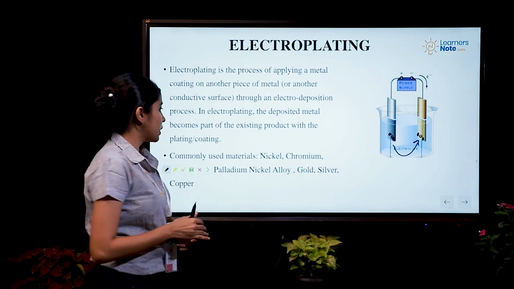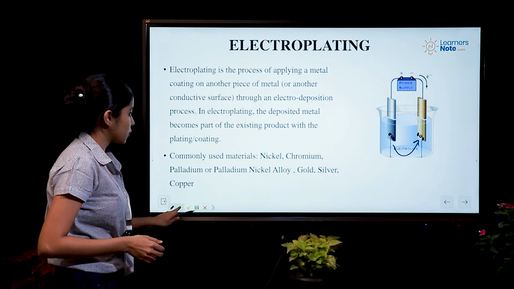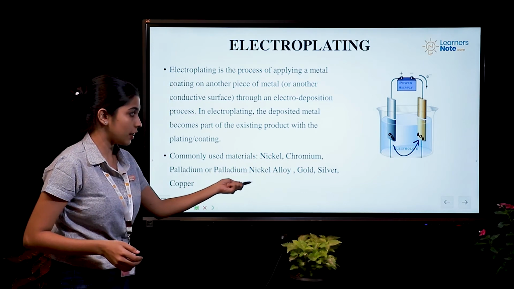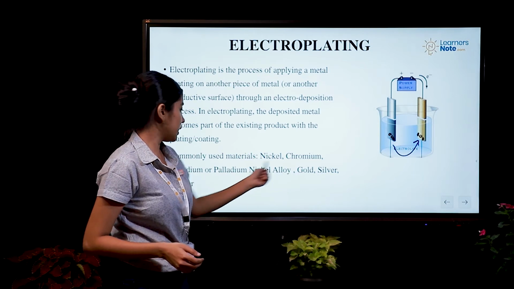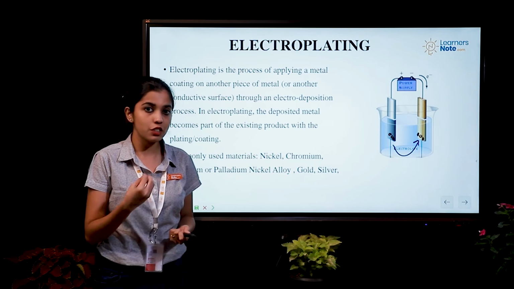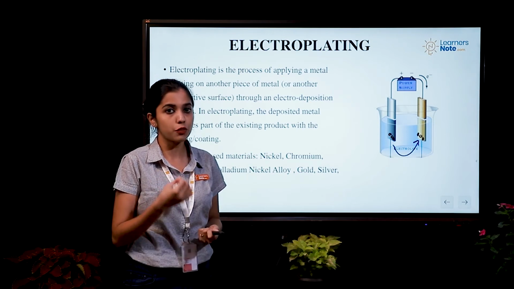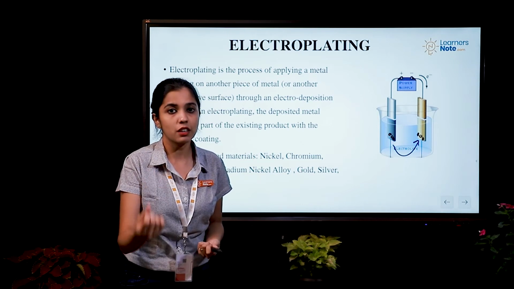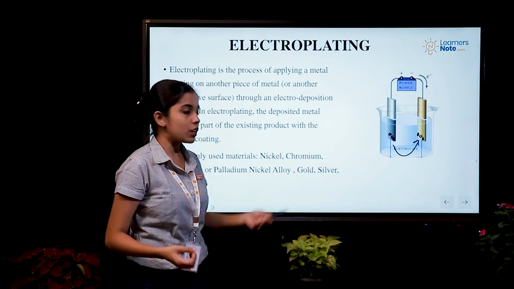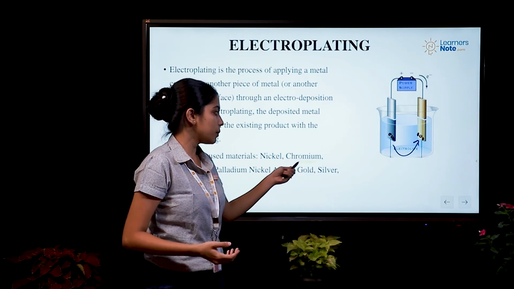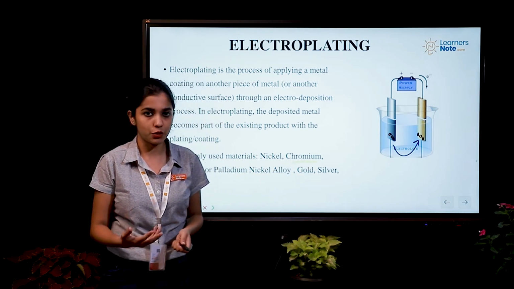Some of the most commonly used materials for electroplating are nickel, chromium, palladium or an alloy. Then you have gold, silver and copper. Gold and silver being very expensive are not commonly used for electroplating, but it depends upon the purpose. If you are trying to make jewelry, then definitely gold and silver is used for electroplating, but otherwise usually chromium is the material that you are using for electroplating.